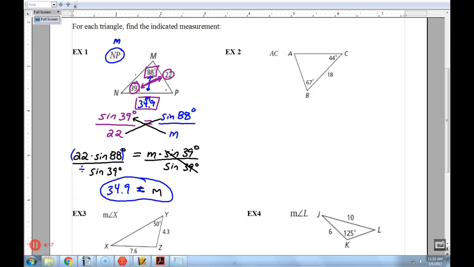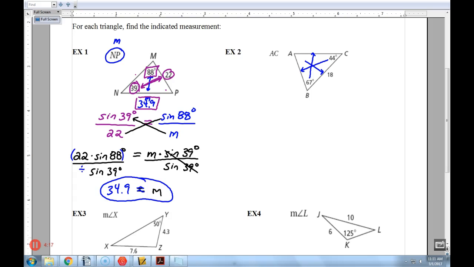So looking at this problem, I'm in a bit of a pickle. I noticed that I have the 67, but I don't have the side across from him. I notice I have 18, but I don't know what angle A is. And I notice I have 44, and I don't have a side across from him. So I don't have a pair. I really need to get a pair. But if I use a little bit of chapter 1 geometry stuff, I can figure out what angle A is.